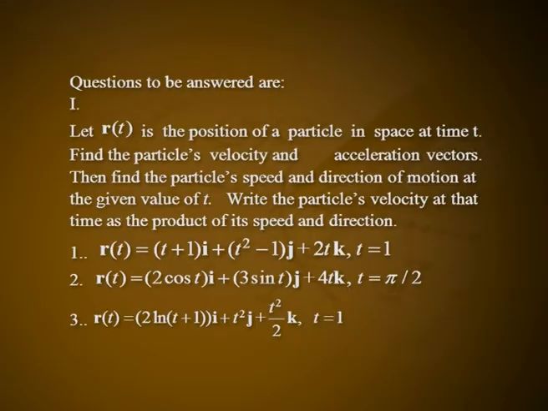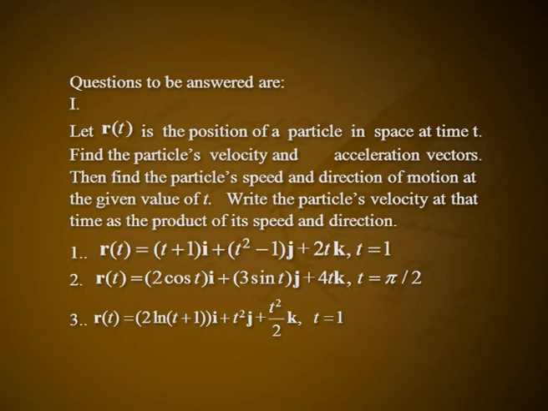Before we attend the next session, please try to answer the following questions. Let vector r of t be the position of a particle in space at time t. Find the particle's velocity and acceleration vectors. Then find the particle's speed and direction of motion at the given value of t. Write the particle's velocity at that time as the product of its speed and direction.